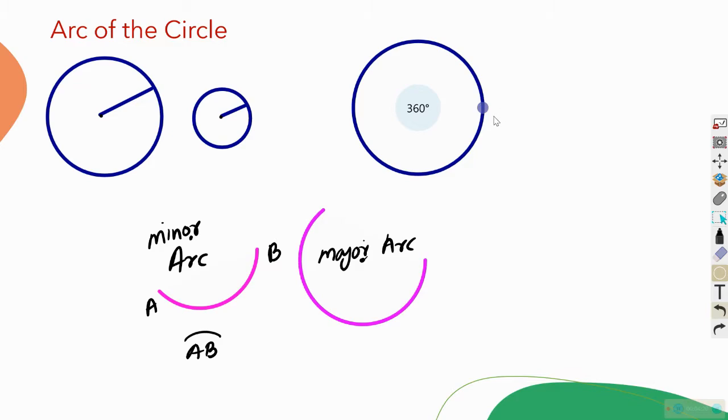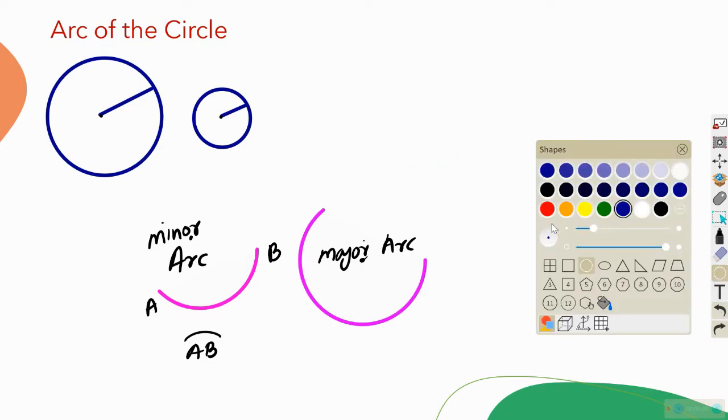Let me try. How can it be a semicircular arc? Look, here if it happens mathematically, this is semicircular, right? I will try once again how it can be.